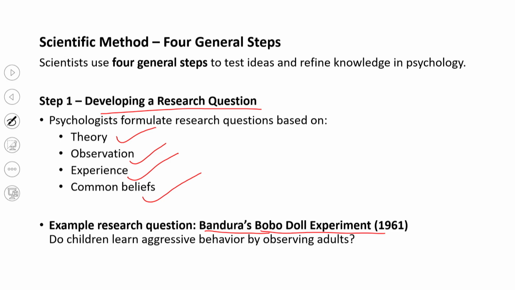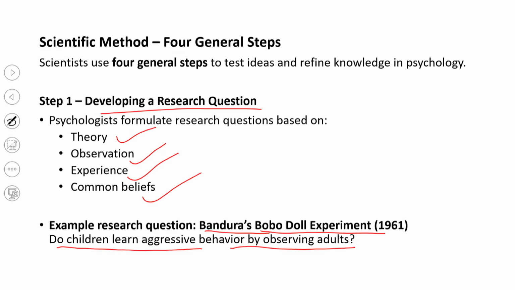So, let us say in Bandura's Bobo doll experiment, first you have a research question. What was the research question? Do children learn aggressive behavior by observing adults? That was the question. Bandura was interested in whether children learn aggressive behavior by observing adults. When adults behave in an aggressive way, do children also learn by looking at them, observing their behavior? That was the question he was interested in. So, this is the first step, you have a research question.